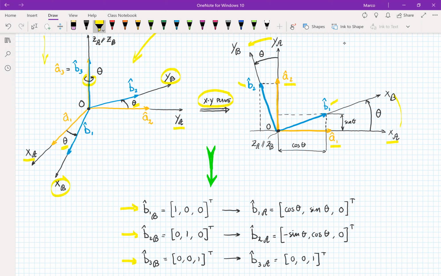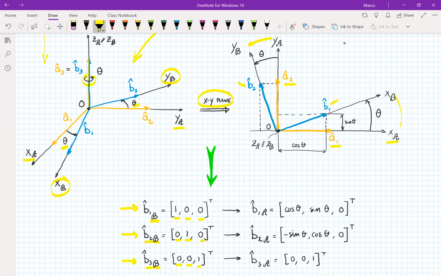So B1 expressed in the reference frame B is simply 1, 0, 0. That's trivial. And so is B2 in the reference frame B, it's 0, 1, 0. And B3 in the reference frame B is 0, 0, 1.